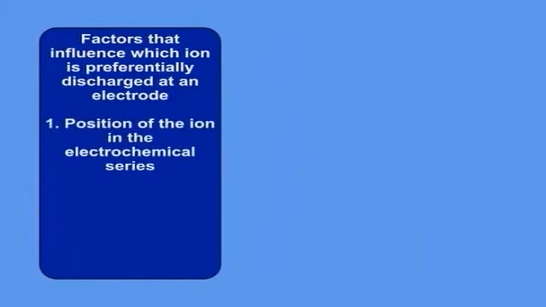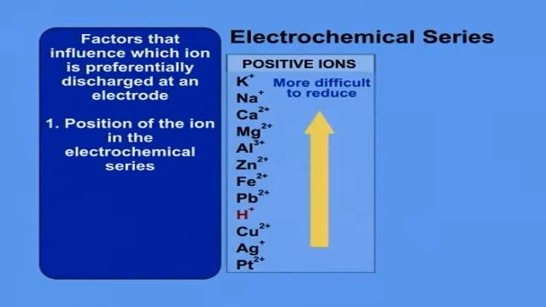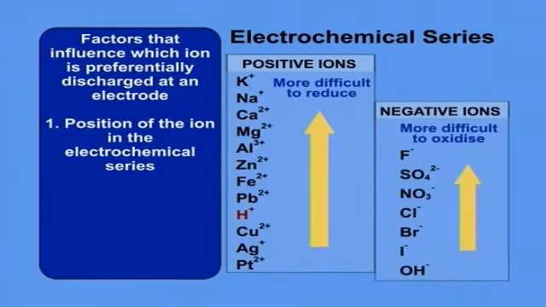The position of the ion in what is called the electrochemical series. The electrochemical series is a list of metallic ions in order of their ease of reduction and non-metallic ions in order of ease of oxidation. The lower an ion is in the electrochemical series, the more likely it will be discharged in preference to an ion higher up. 2.